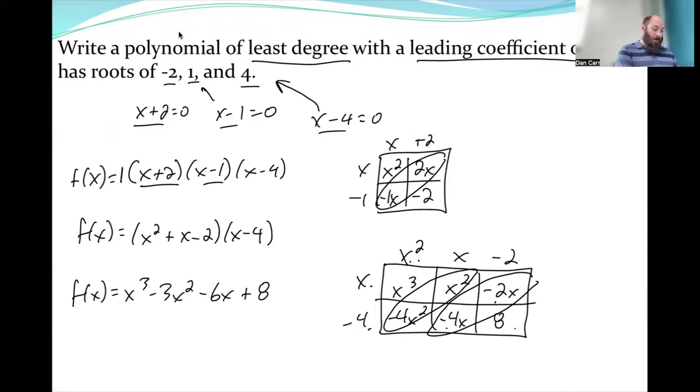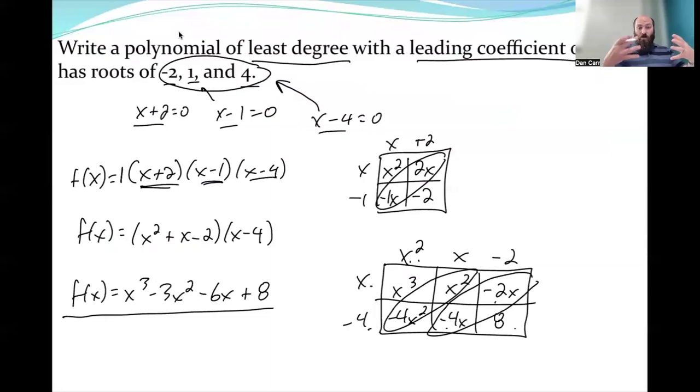And that's it. So again, we started with the factors. We get the factors from the given information of what roots we have. And then after that, we're able to turn it into standard form by just multiplying it out and doing our normal distribution rules.